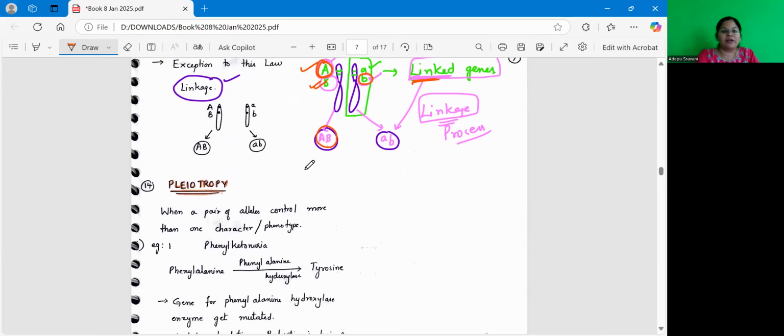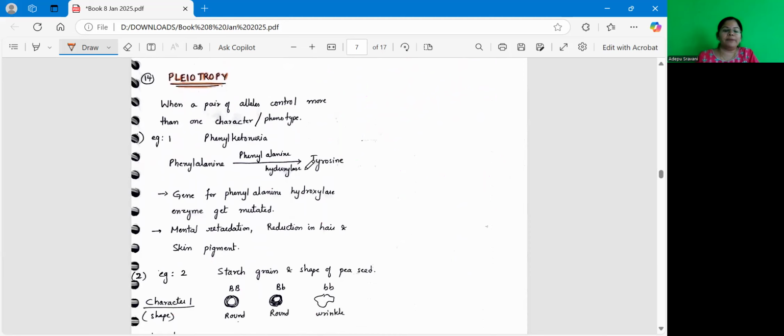Okay. Now we have another topic called pleiotropy. Now what do you mean by pleiotropy? When a pair of alleles control more than one character or phenotype. Simply, when a single gene controls many characters, such a concept, we call it pleiotropy. Clear? When a pair of alleles, nothing but a gene, controls more than one character or phenotype. Understood? So one gene controlling many characters is pleiotropy.